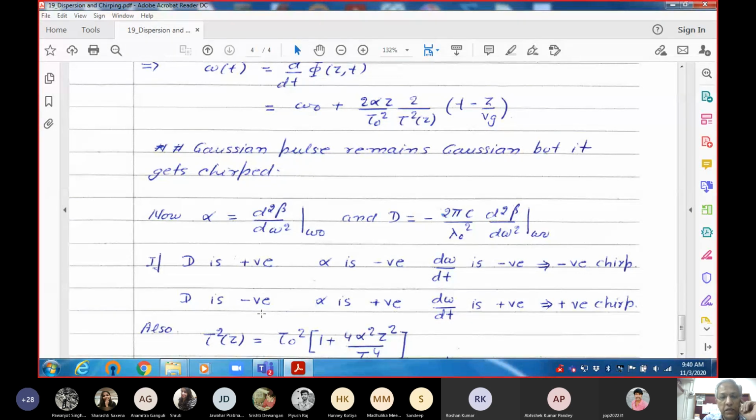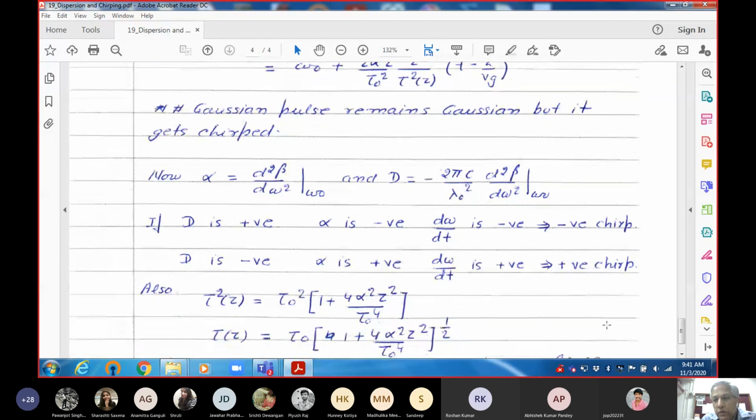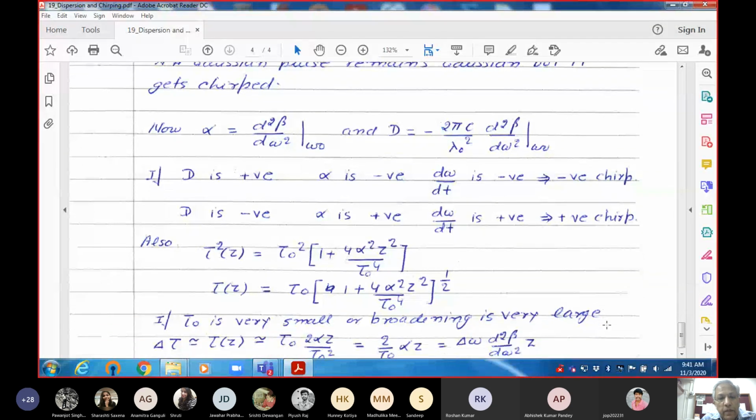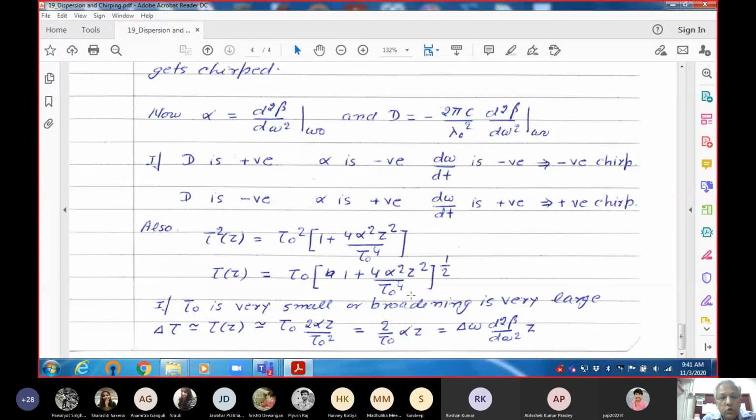So this is what we had discussed earlier. And similarly, if D is negative, alpha is positive, and d omega by dt will be positive, and this will lead to a positive chirp. So this comes from this analysis very beautifully, how the instantaneous frequency of the pulse varies across the pulse envelope. Now let me come to the pulse width. Pulse width, if you calculate, comes out to be tau square z is equal to tau naught square, 1 plus 4 alpha square z square by tau naught raised to the power 4.